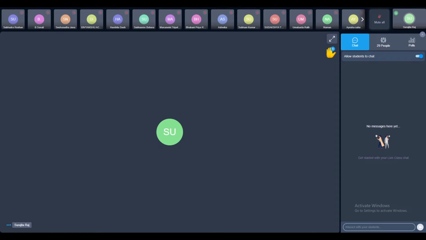Okay, good. Does anyone want to ask any question to Subhadra regarding this introductory part of the brain? Shall I ask you one question, Subhadra?